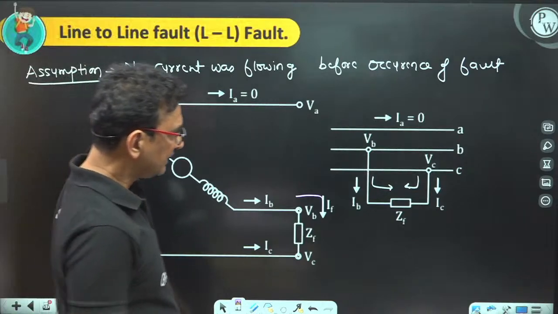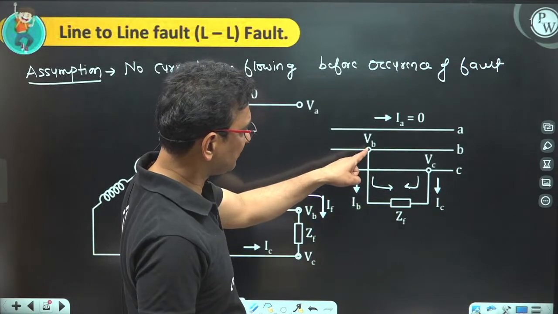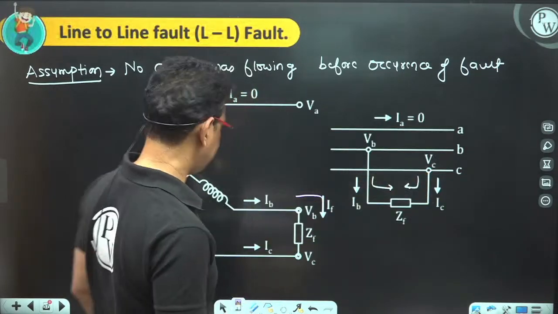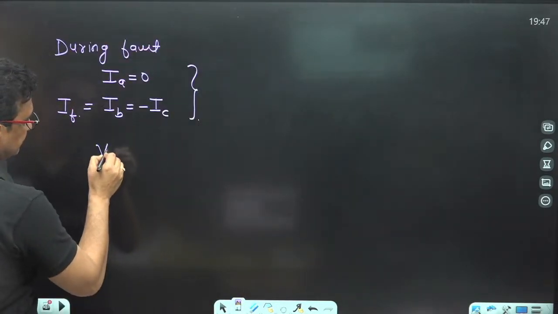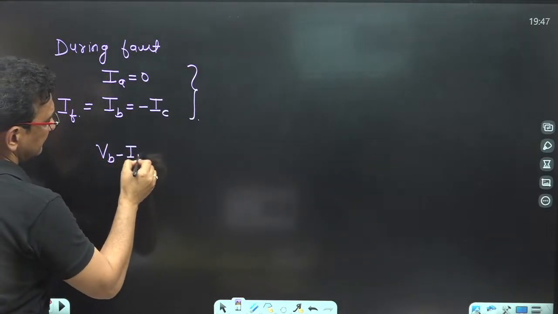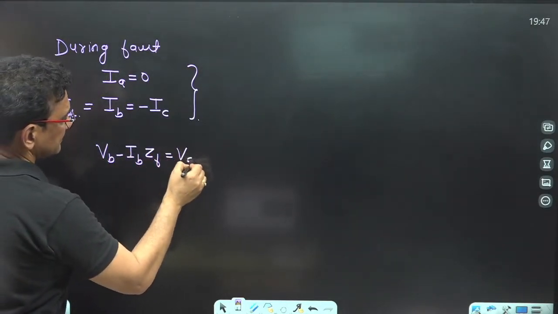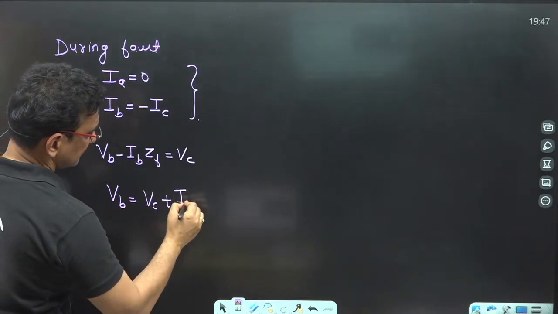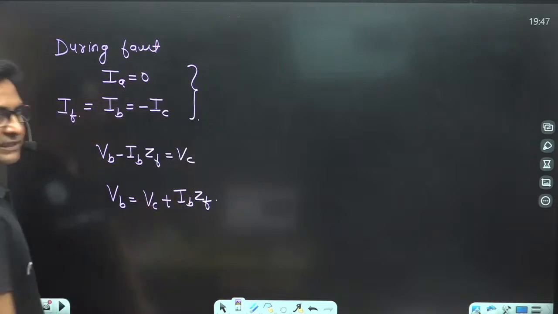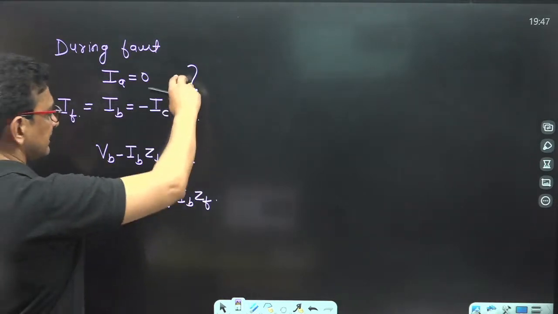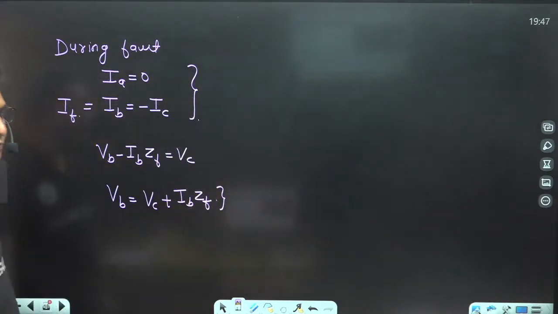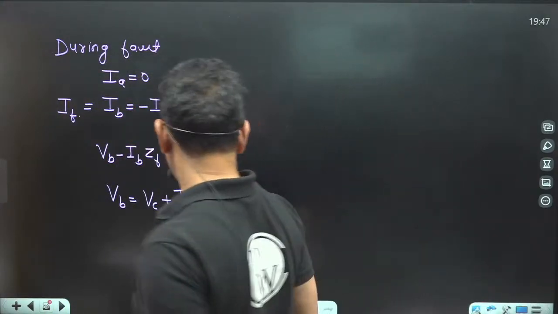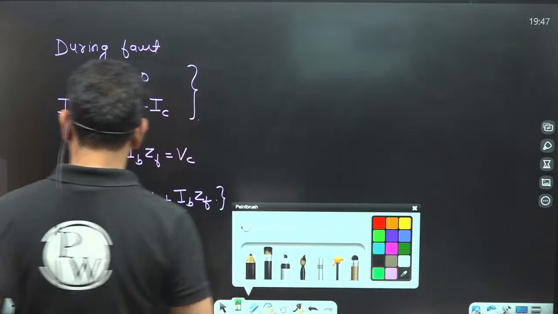Now, if we apply KVL here, I am moving from this point. VB minus IB ZF is equal to VC. So VB minus IB ZF is equal to VC, or you can say VB is equal to VC plus IB into ZF. So I will use this current equation and this voltage equation to find the sequence currents and the sequence voltages. So let's do it.